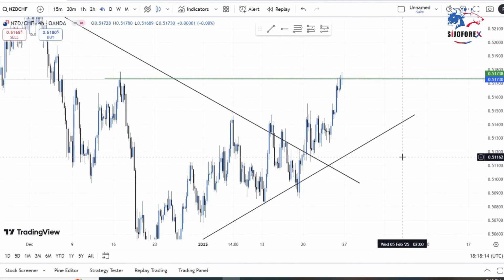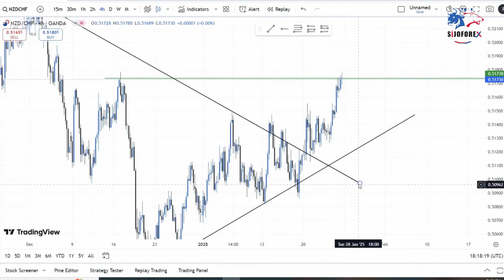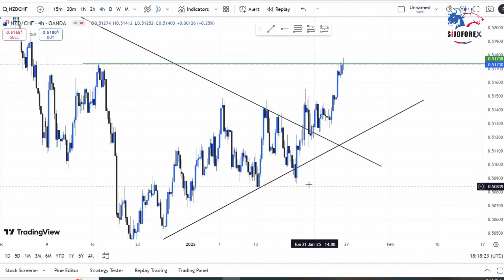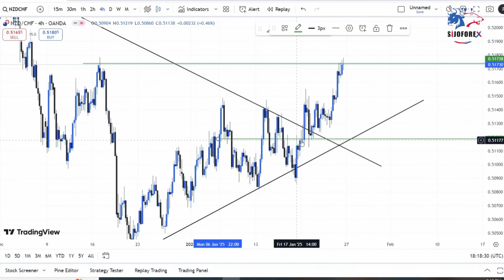Let me show you how this market really behaved. If you notice this trend line, the market was bearish. The trend line was broken at this point, and the market retraced back to the 50% Fibonacci retracement and moved all the way up here. So the trend line was already broken.